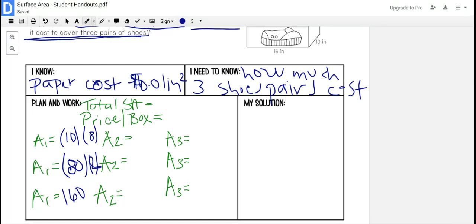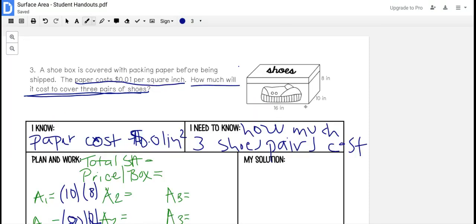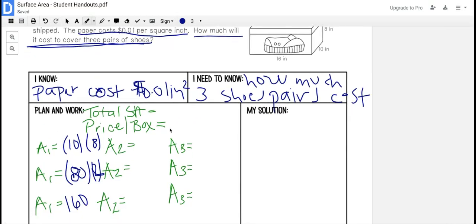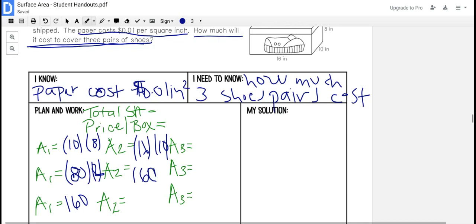And then we are going to do the front and the back. And so the dimensions for that are 16 by 10. So we've got 16. I'm going to write out the number first, and then I'll do parentheses by 10. So we've got 16 multiplied by 10, which we know equals 160. And then we know that we have to multiply that by 2.